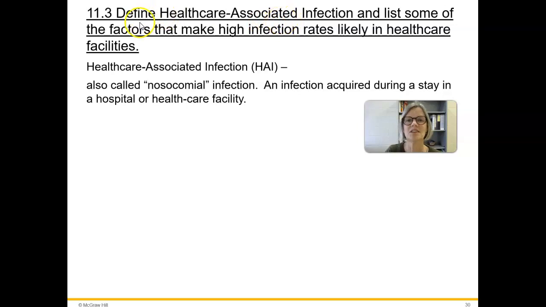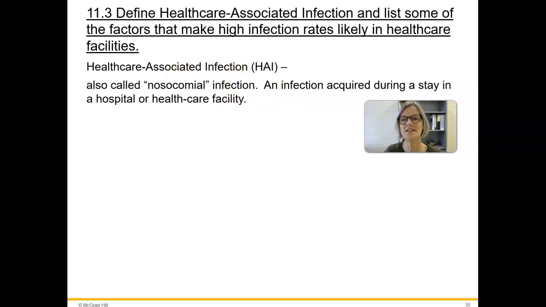The outcome says define healthcare-associated infection and list some of the factors that make high infection rates likely in healthcare facilities. The first thing I want to clarify is that term healthcare-associated infection. You might hear it called HAI, healthcare-associated infection. You also hear these called nosocomial infections. It's the same term. It means the same thing. So you might hear either term. I'd be familiar with both.